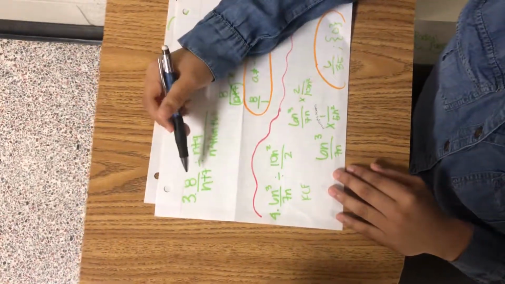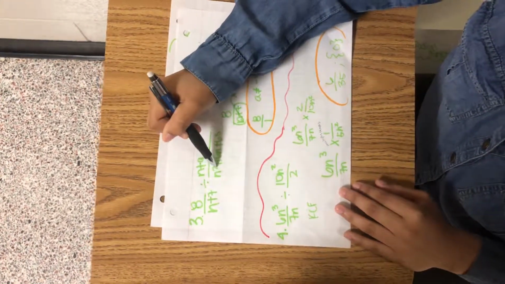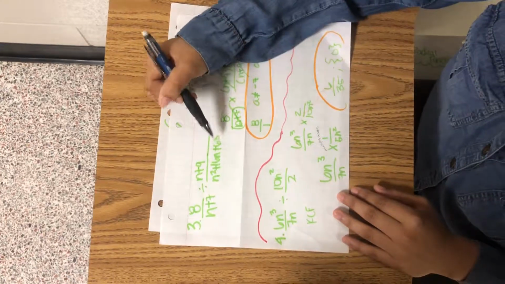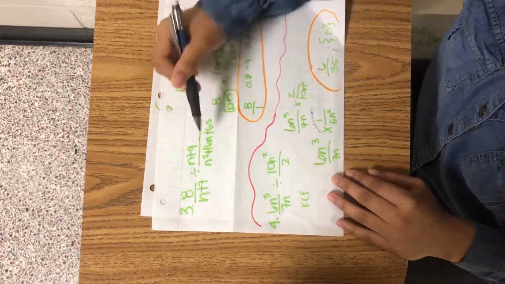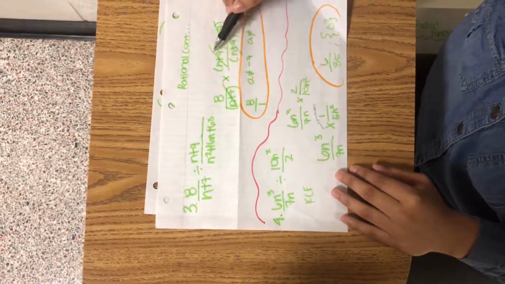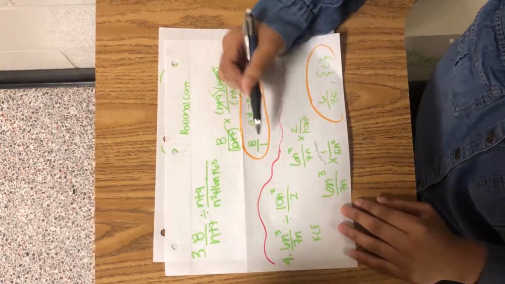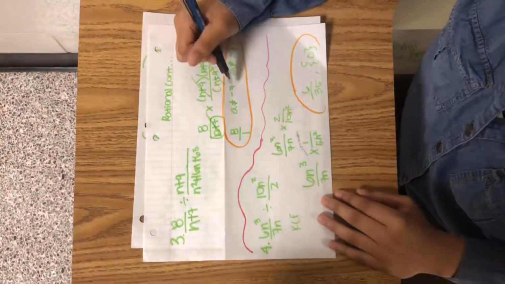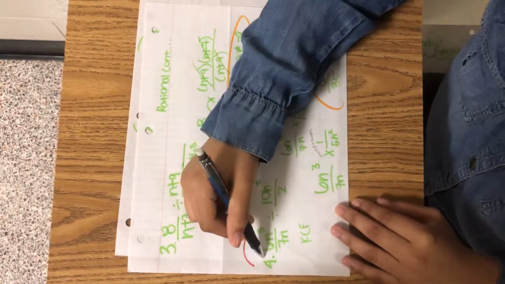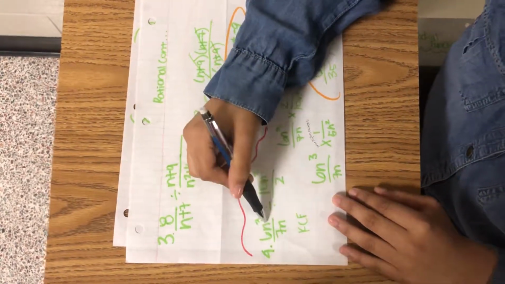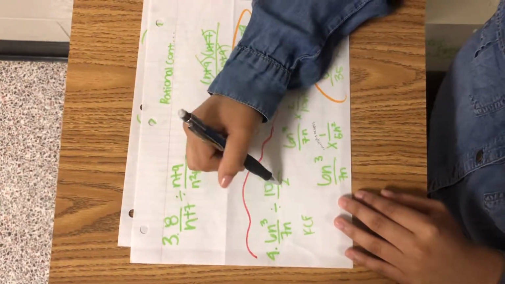For problem number 3, it's 8 over n plus 7 divided by n plus 9 over n squared plus 16n plus 63. And you'd have to find the factors first, and then you'd have to cross out the same numbers, and then it'll leave you with 8 over 1. The 1 is left there because you can't leave the denominator empty, and the excluded values would be negative 7 and negative 9.